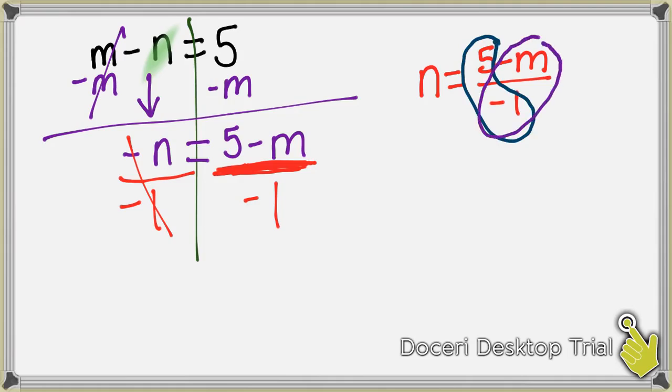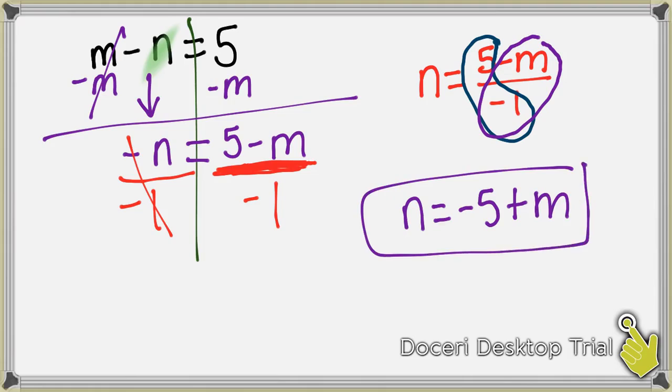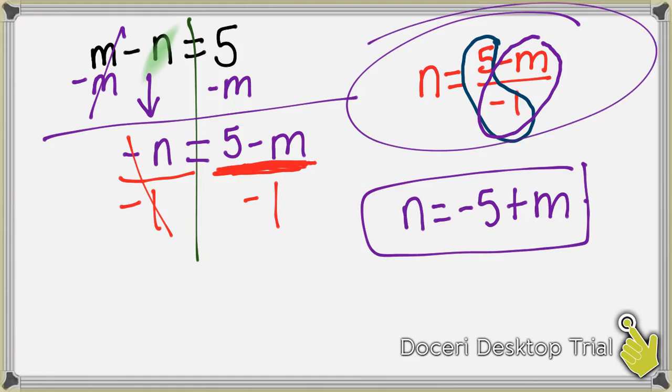So another way you could write this is N equals 5 divided by negative 1 is negative 5, and negative M divided by negative 1 is plus M. So that's another way you could write it. And it's a better way, honestly, to write it this way, but you don't have to write it this way today. If you want to write it the way I put it here, that's fine. But if you want to take it one step further and actually divide out each term to simplify it, that would be even better. All right?